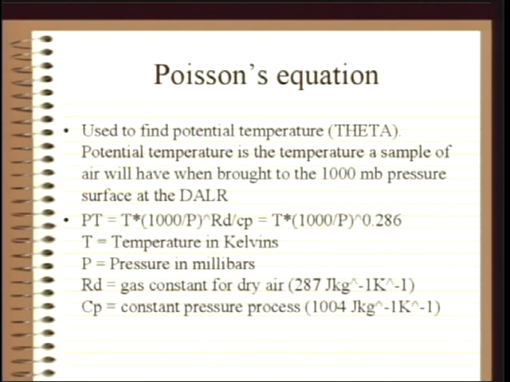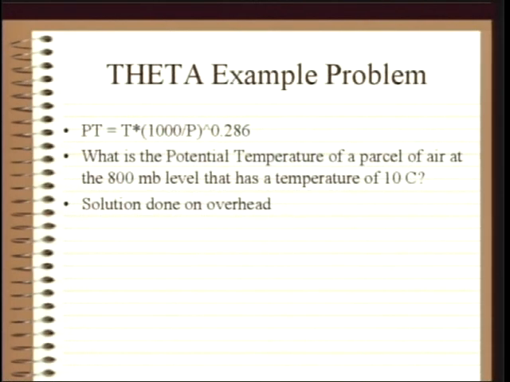So the constants that are in the Poisson's equation are the gas constant for dry air, 287 joules per kilogram per Kelvin, and CP, which is a constant pressure process, 1,004 joules per kilogram per Kelvin. Next, we'll look at an example problem, and I've written the equation there for a potential temperature again.